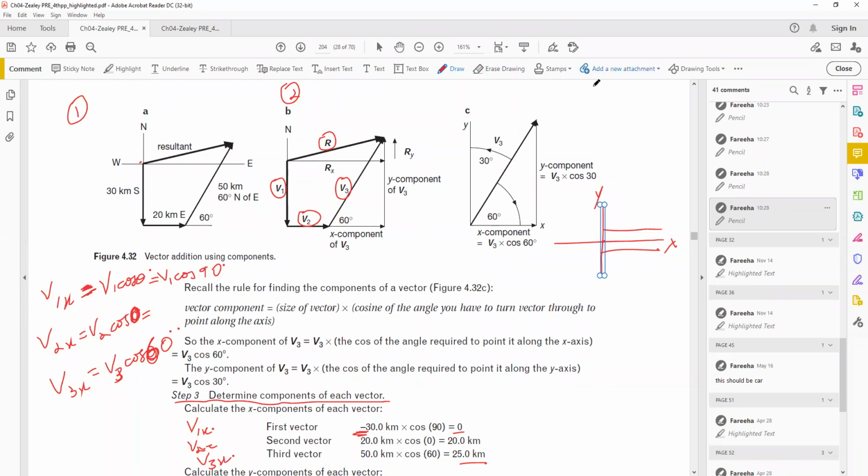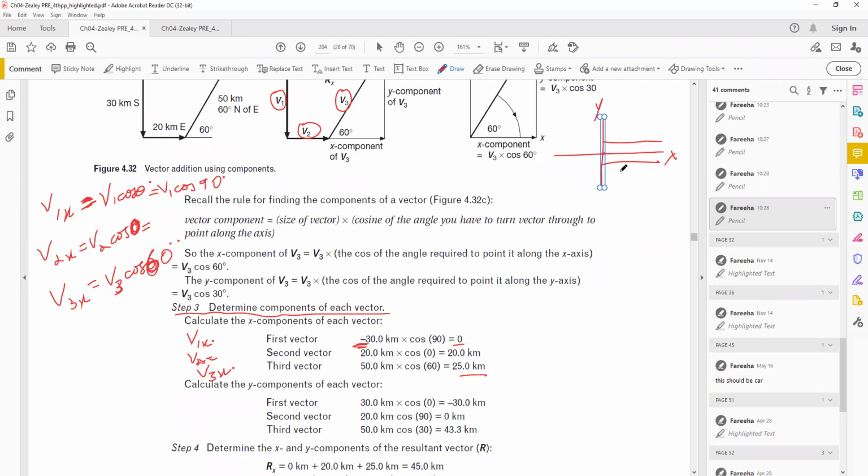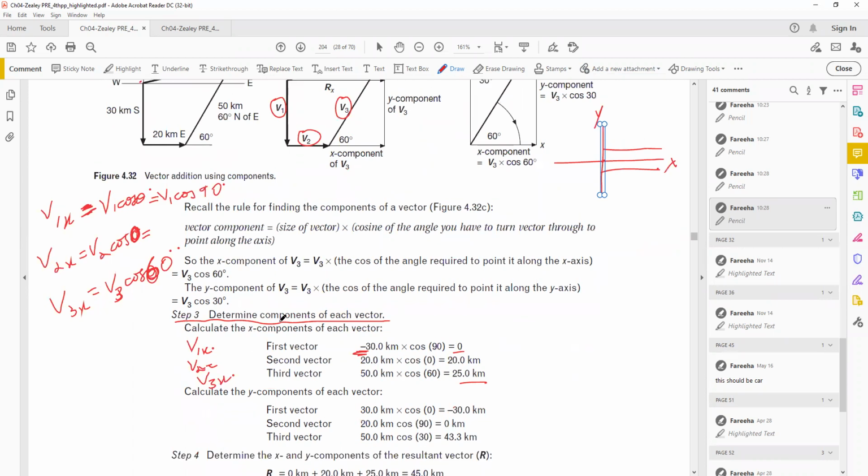So these are the x components. The next step is the y components. In the y components, the only difference is that you're going to replace the cosines with the sines.